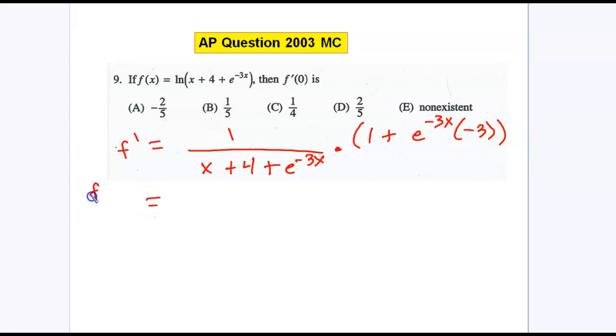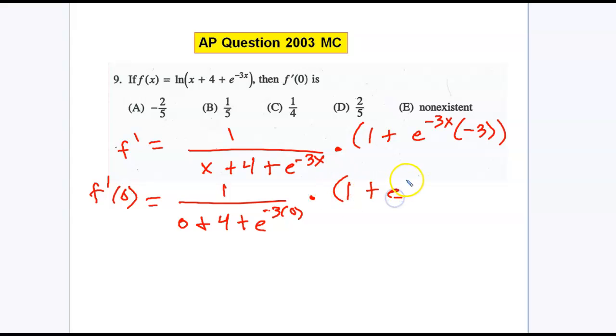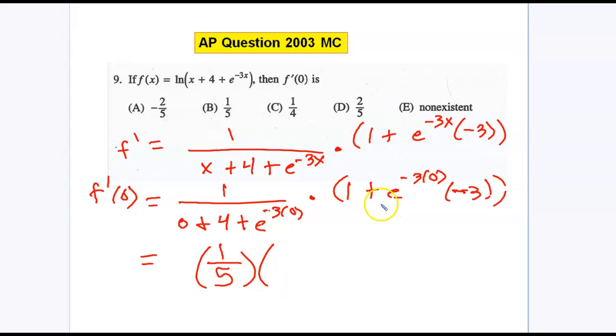So now I can evaluate this at 0. I'm going to get 1 over 0 plus 4 plus e to the negative 3 times 0, times 1 plus e to the negative 3 times 0 times negative 3. So I'm going to get 5 in the denominator. And this is going to be 1 plus 1 times negative 3, which is negative 3. So this ends up being negative 2. So my final answer is negative 2/5, which gives me the answer to be A.